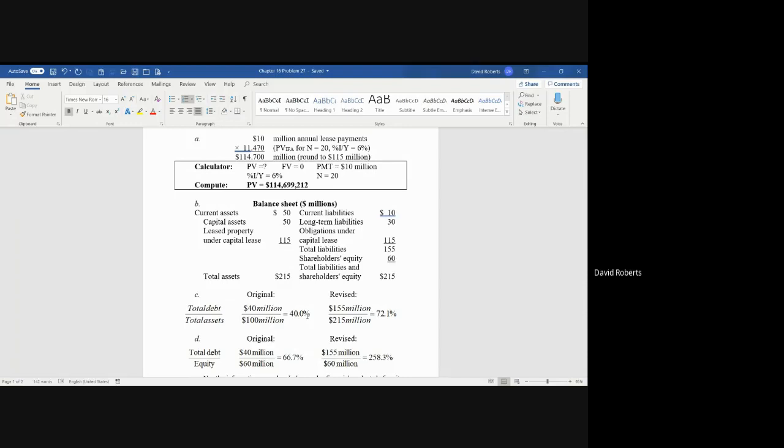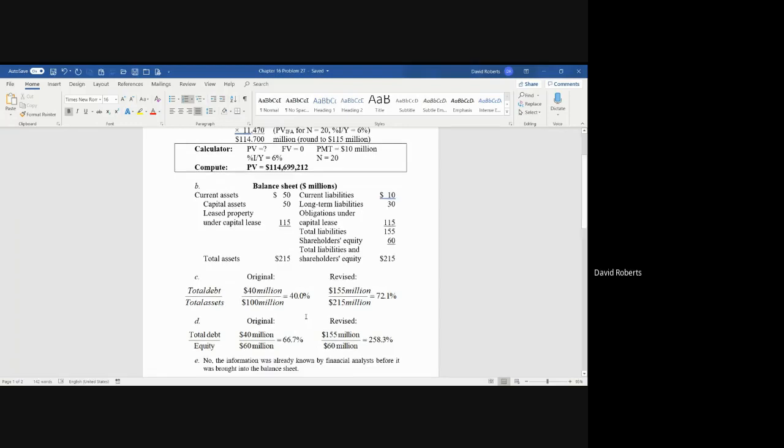So the balance sheet still is in balance, and you show the asset value, the present value of the capital lease, but you also show that you have 115 million in obligations under the capital lease. So they have a net effect of zero, but it gives your investors the opportunity to see, oh, you have $115 million in additional liabilities.